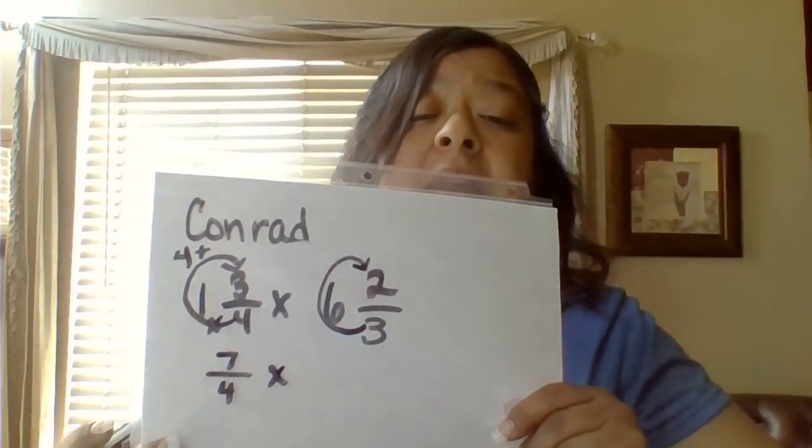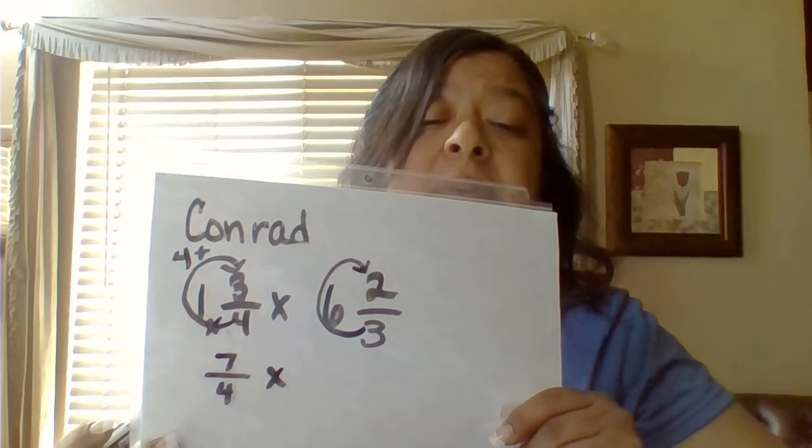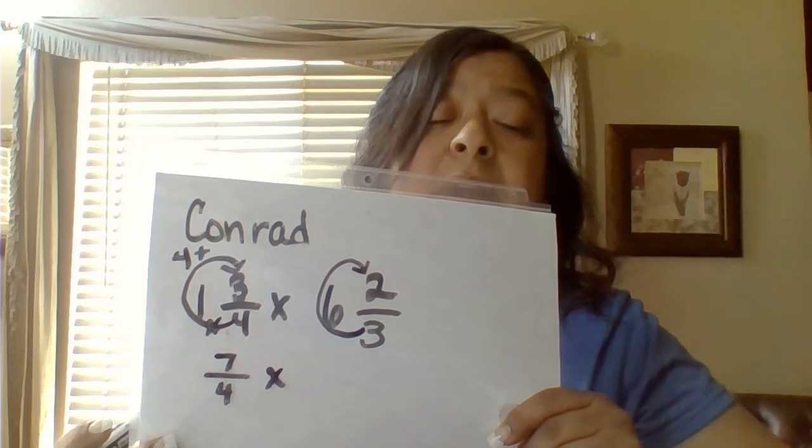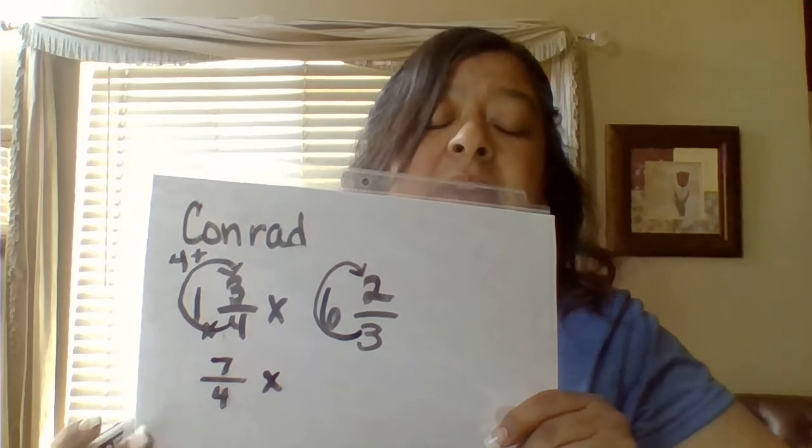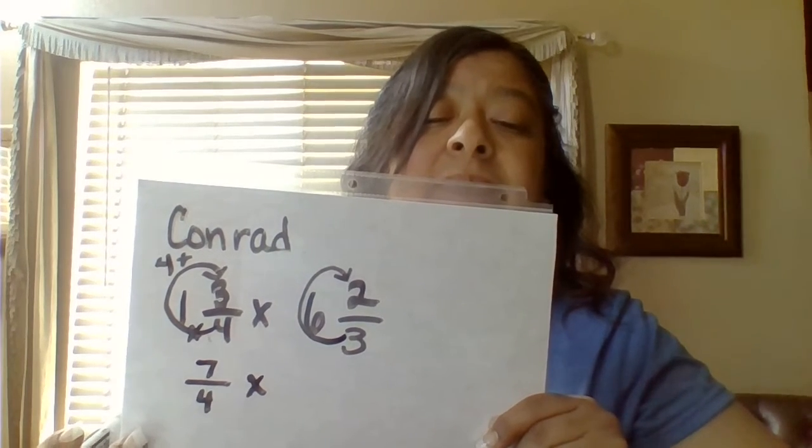Now you're going to do the same thing to 6 2/3. So you're going to change the mixed number into an improper fraction. Okay? So what's 3 times 6? 18. And then you add the 2? 20. Okay, so that 20 will be the numerator and 3 will be the denominator. Okay?